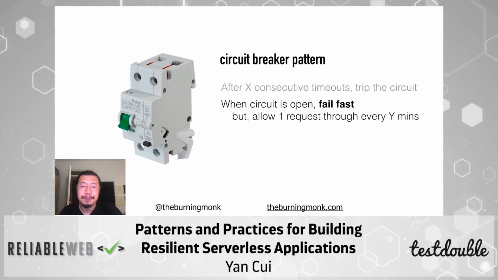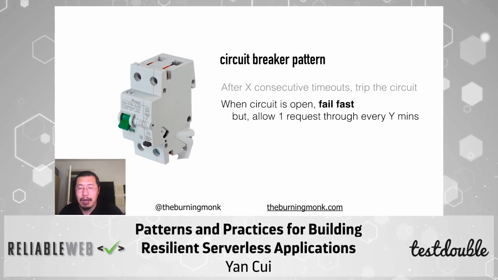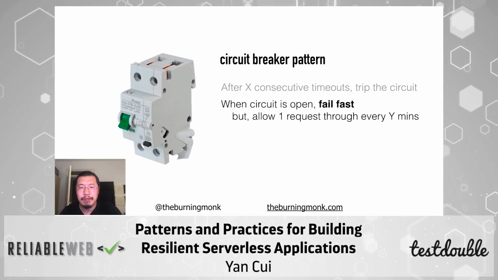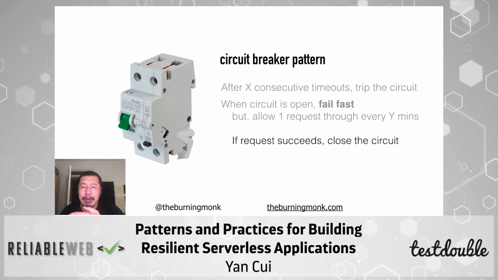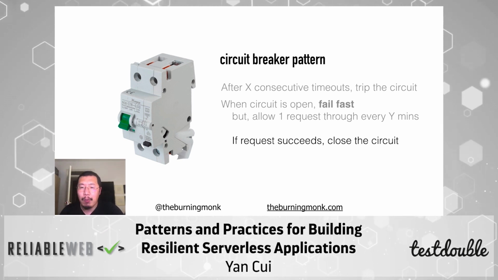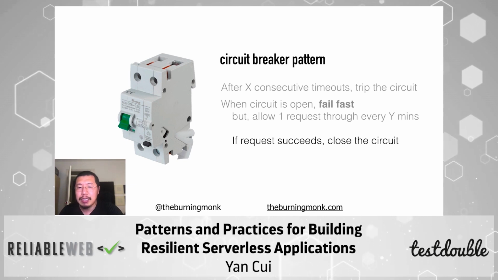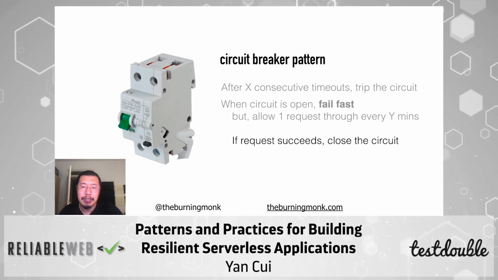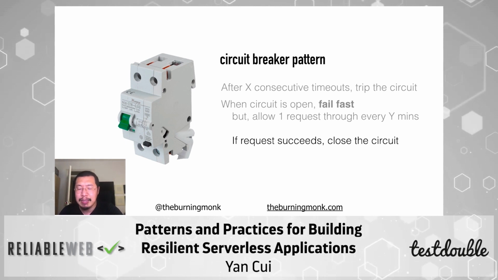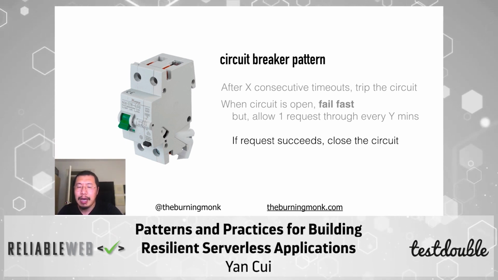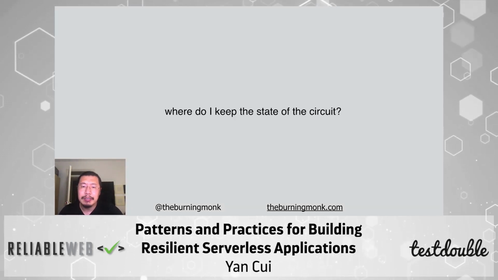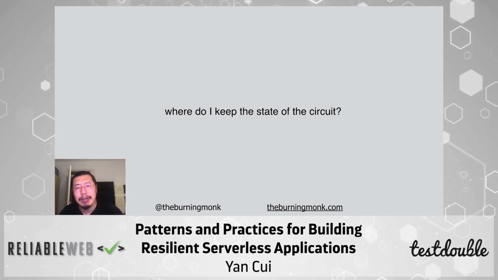actually recover. So instead, we're going to let just one request through every, say, couple of minutes to see if the service has recovered. And if that request was successful, then we just assume that things are back to normal and we will close the circuit. Otherwise, if the request still failed, then we're going to keep the circuit open and we're not going to let any requests through for another few minutes. And then we're going to let another request through just to see if it has come back to life. So this is pretty common practice in microservices.